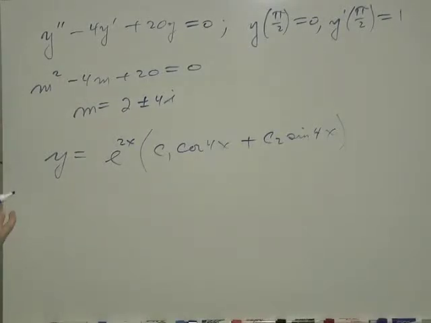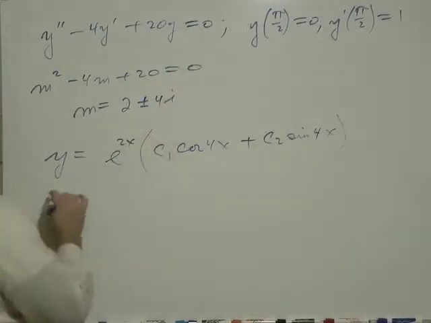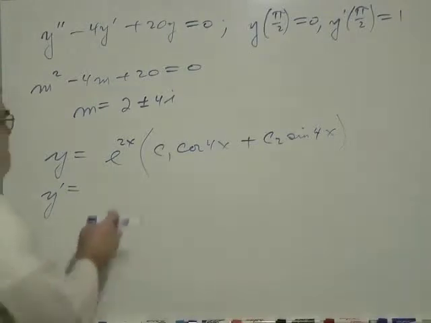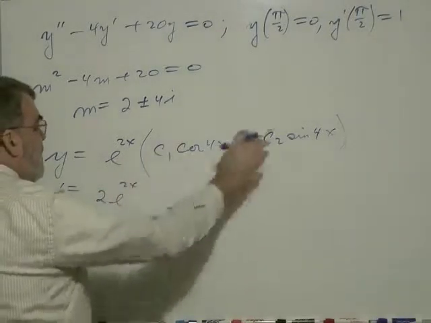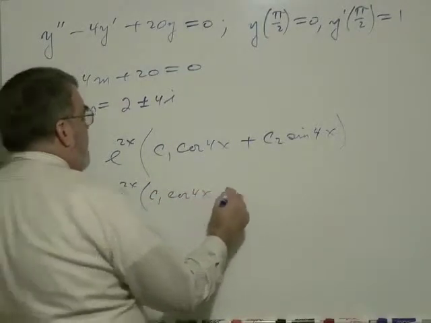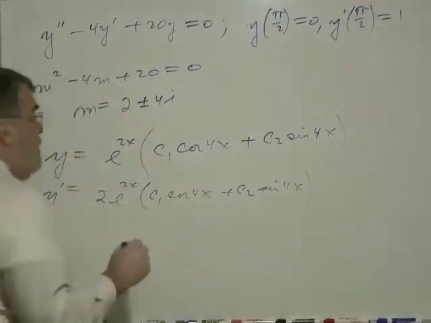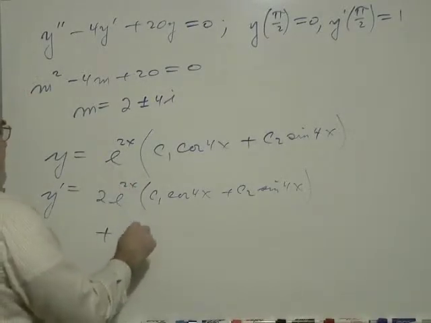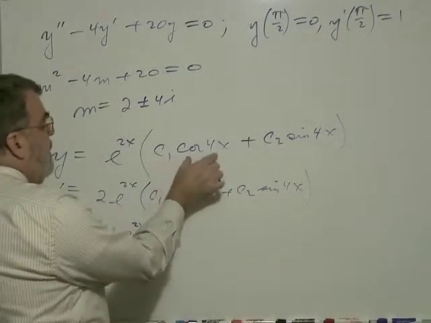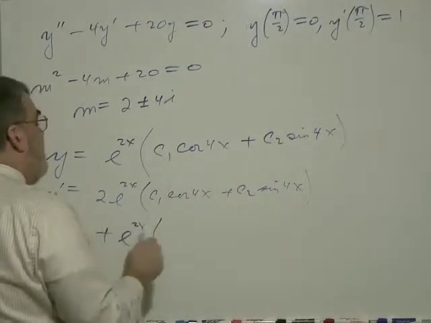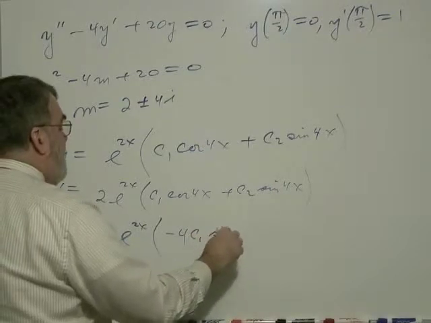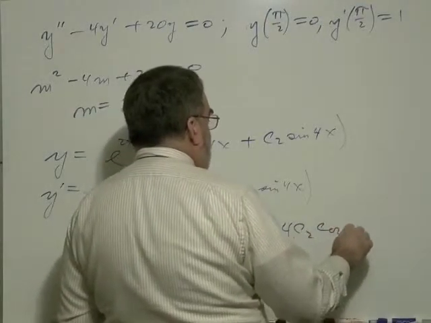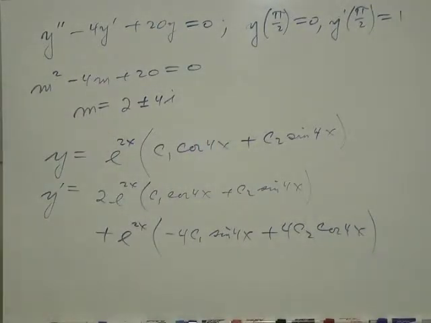Now we're going to need the first derivative for our initial conditions, so let's go ahead and do that. So y prime is going to be, and here I've got a product rule going on. The derivative of e to the 2x is 2e to the 2x times this whole parentheses, c1 cosine 4x plus c2 sine 4x. And then we get another term, we take this derivative times e to the 2x. So plus e to the 2x, parentheses, derivative of cosine is minus sine, then we have the chain rule operating on 4x, so it's minus 4 c1 sine 4x. And then here it's going to be plus 4 c2 cosine 4x. Well, there we go.